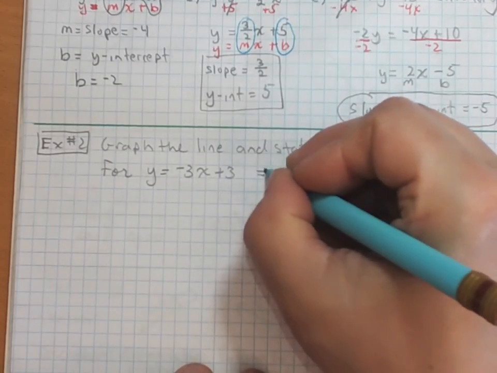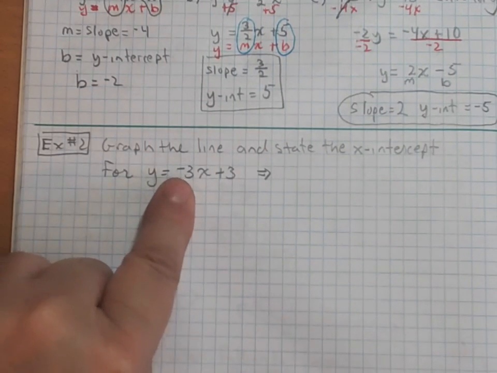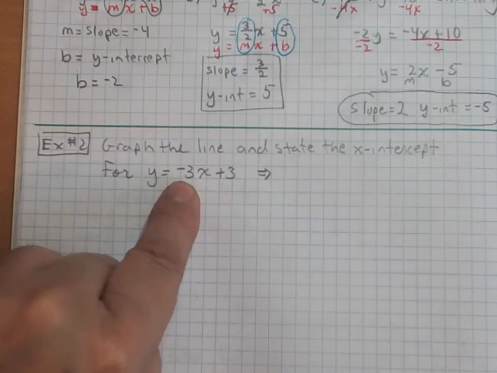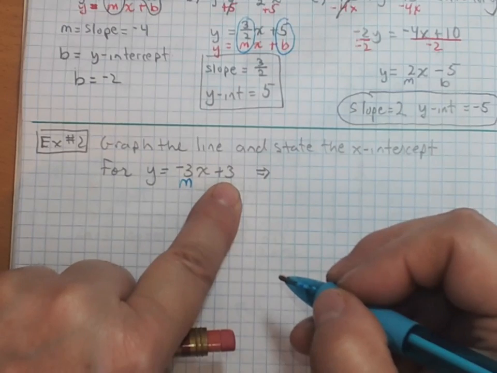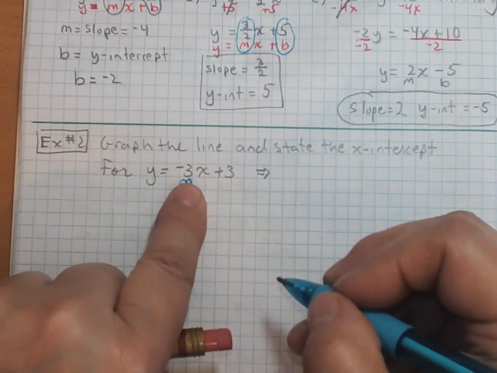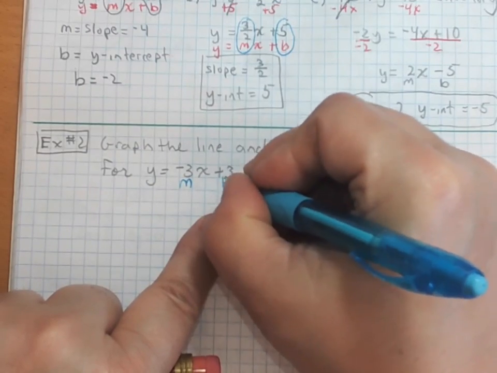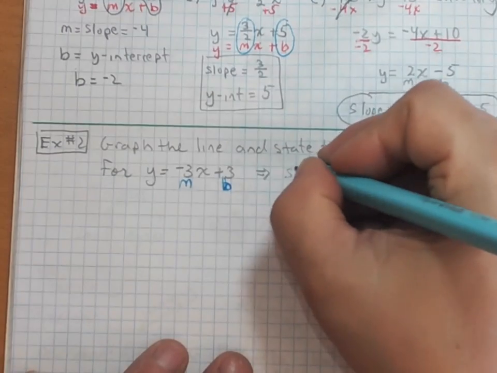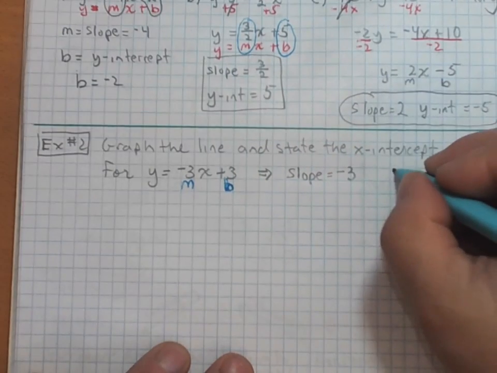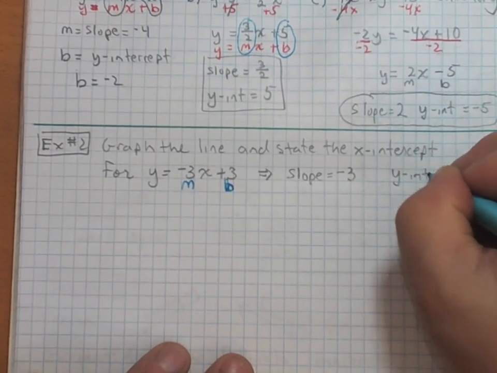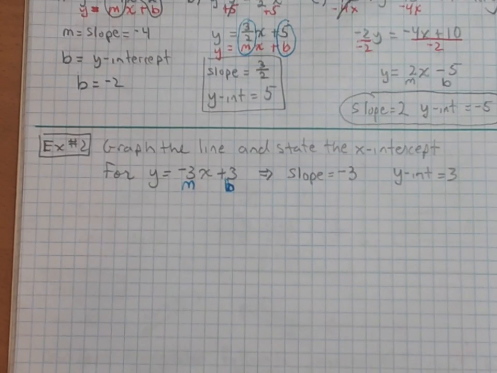So therefore, where's the m? What's the slope? Okay, since the number multiplying the x is our slope, that's our m, and the number being added or subtracted from that term is your y-intercept. That's our b, y-intercept. Slope is equal to negative 3, and our y-intercept is equal to 3. And now we're going to graph that. Well, how do we do that?